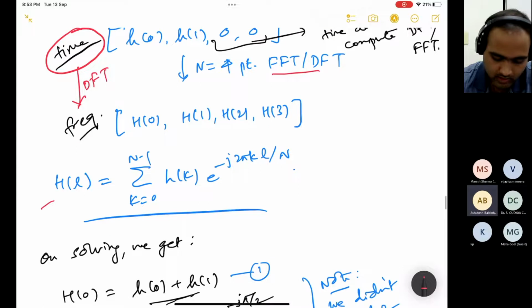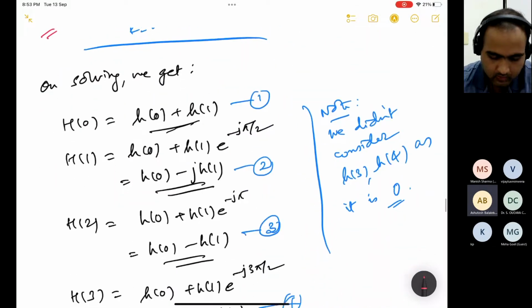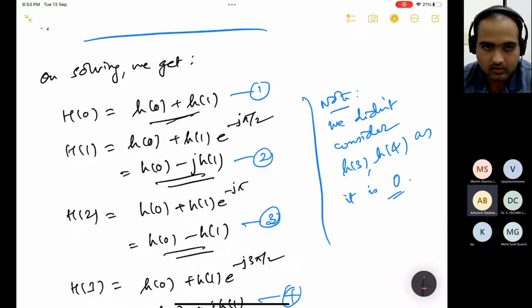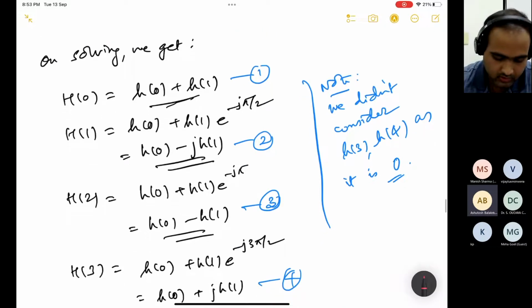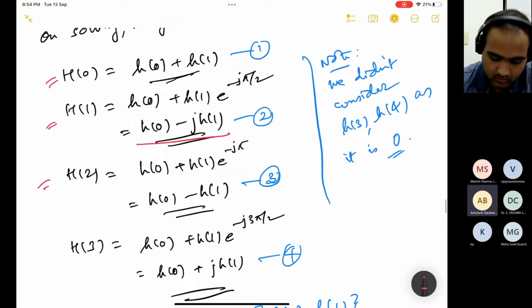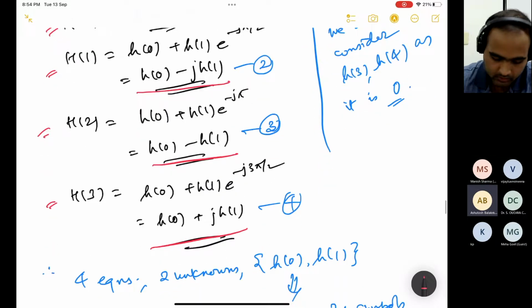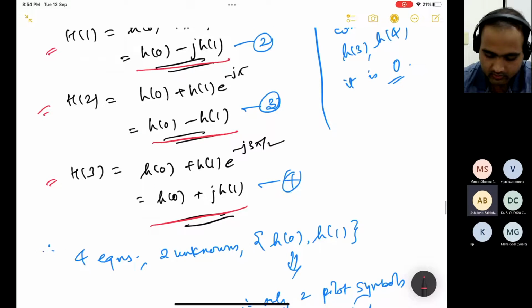And how will we do that? So capital H of l, this is my DFT equation which I have written. Now, when you solve this, you will get these 4 equations. So H0 in the frequency domain is h0 plus h1. Similarly, H1 is h0 minus j h1. H2 will be h0 minus h1, and similarly H3 will be h0 plus j h1. So now we have 4 equations, and we have only 2 unknowns, that is h0 and h1, right?